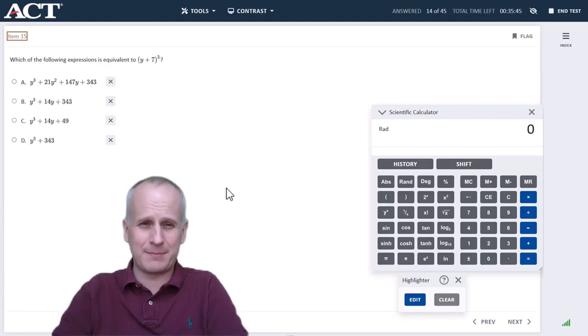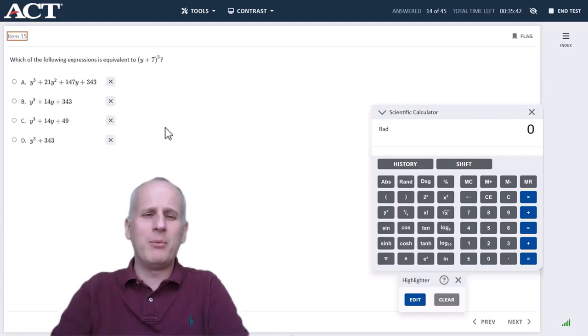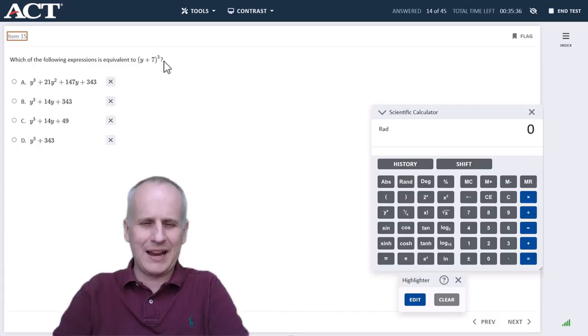Again, we don't want to expand this and do all of the work. But we should recognize that when we start to expand this in FOIL, we're going to have y times y, and that's going to be y squared. And then eventually that's got to be multiplied by the constant of 7. So we have to have a y squared term here.